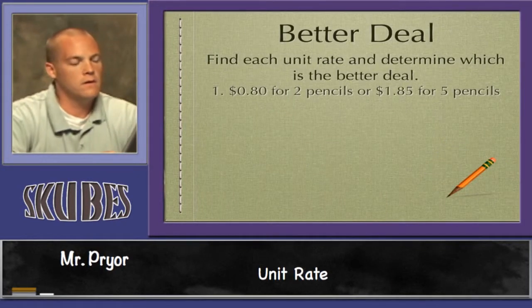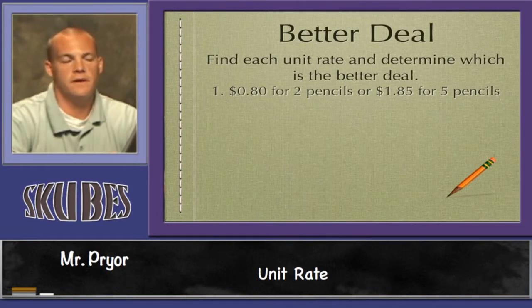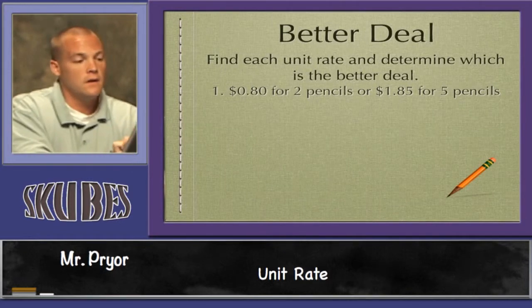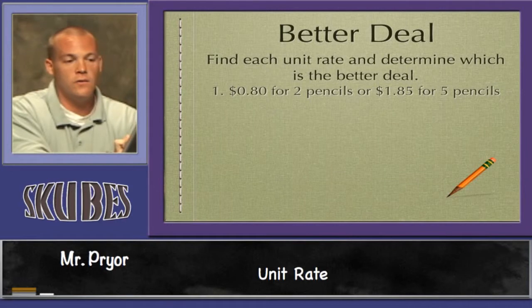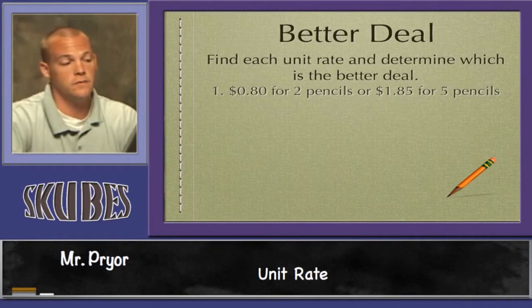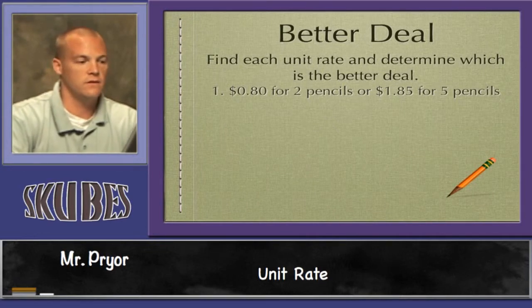One of the bigger topics that you're going to see here is going to be determining what the better deal is. And this is actually a really good lesson to learn, because when you walk into a store, you can use this concept. So if you're looking at 80 cents for 2 pencils or $1.85 for 5 pencils, you want to know where you're saving the most money. You're going to use the same type of math here. You're going to use division.